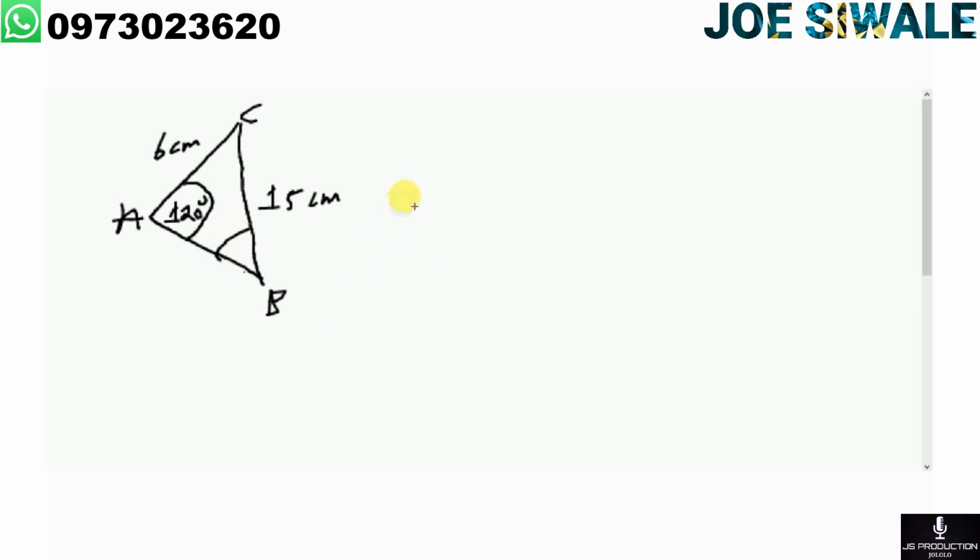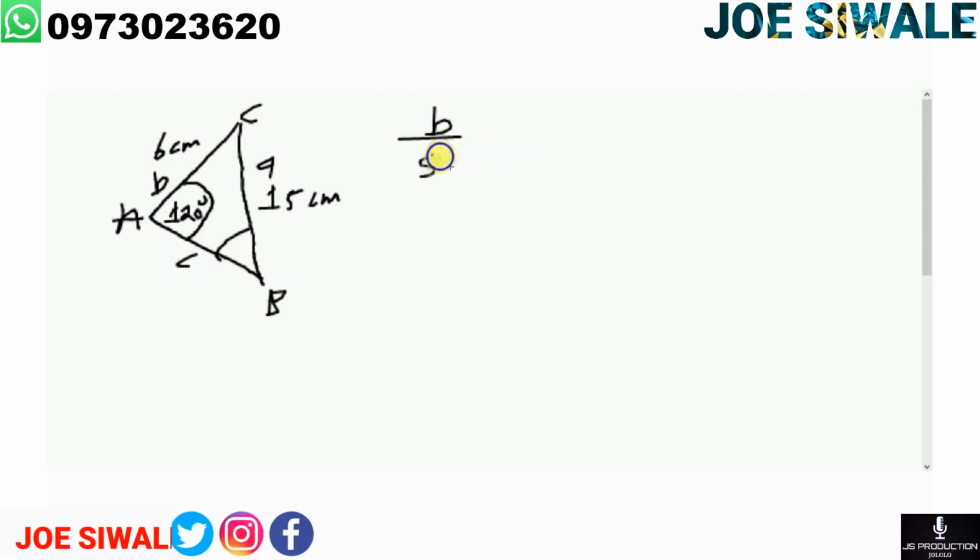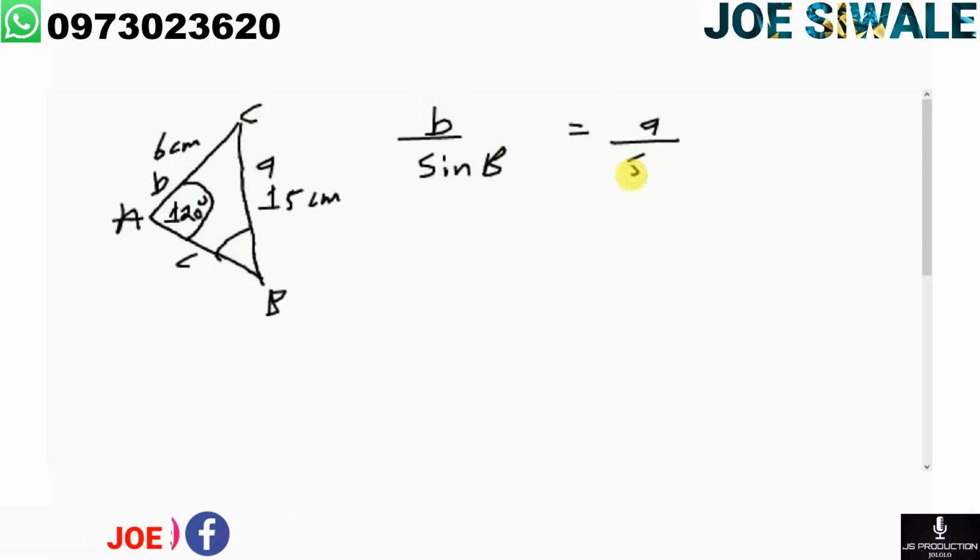So I'm going to write my formula. Before I write my formula, let us identify the sides. The side that is opposite to A is small letter a. The side that is opposite to B is small letter b. The side that is opposite to C is small letter c. And I'm going to say b over sine B is equal to a over sine A.